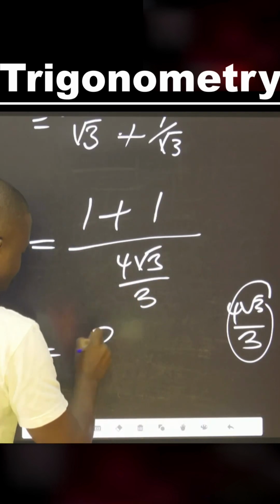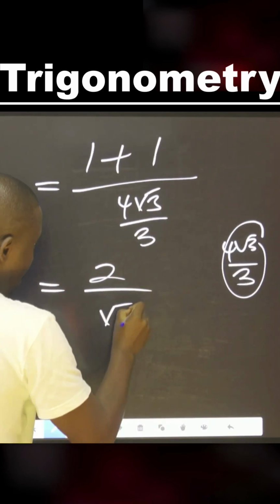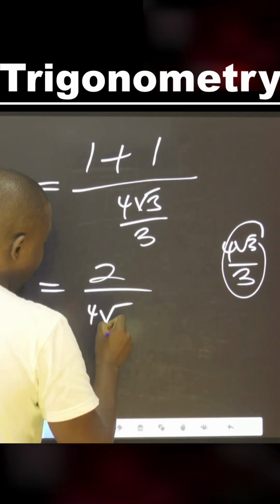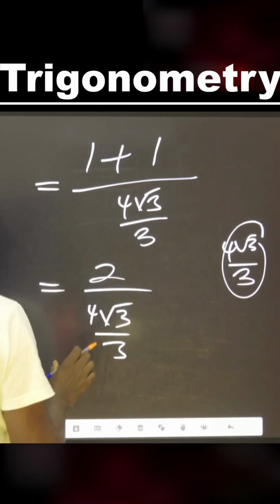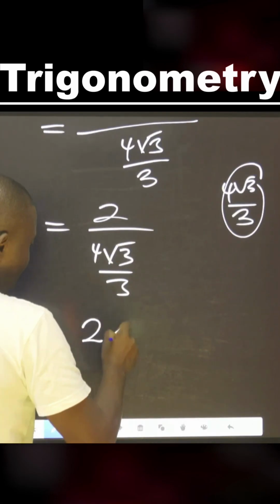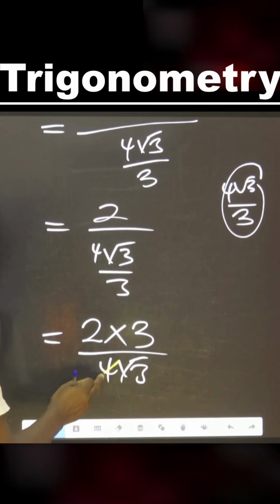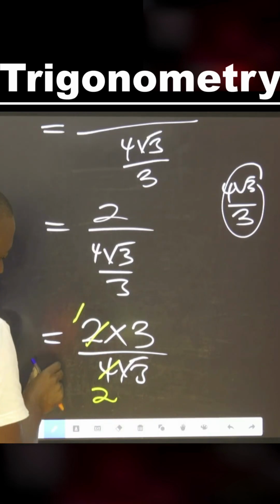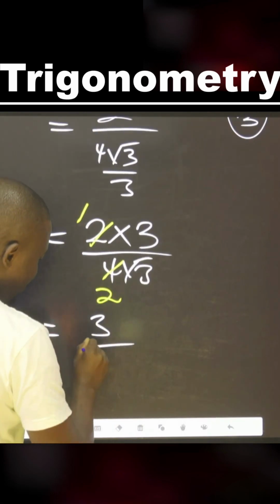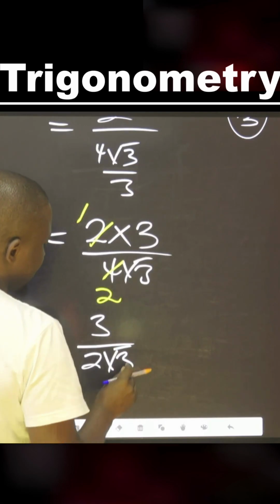That is to say 2 over 4 square root of 3 over 3. We can flip this to become 2 multiplied by 3 over 4 square root of 3. So this here 2, this here 1. That is to say 3 over 2 square root of 3.